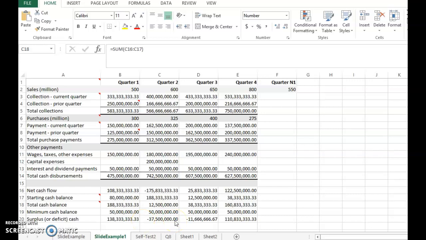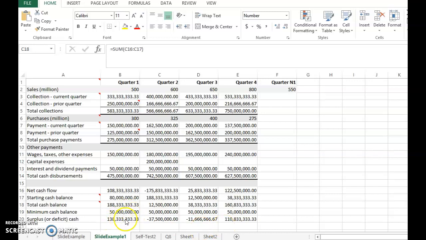Now the utility of this is that it tells you when and how much you will have deficit or surplus cash in which quarter. So this will allow the company to plan ahead. For example, if there is a negative 37.5 million in quarter 2, this means that the company will have to borrow and make arrangements to borrow about 38 million or 37.5 million in the second quarter. Okay, likewise, if this is not addressed, then in the third quarter it will have about 12 million that it needs. Okay, and so on.